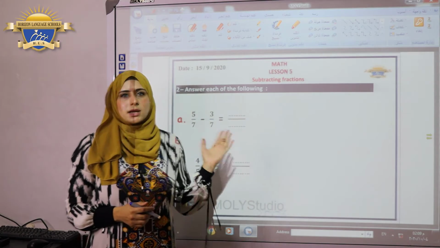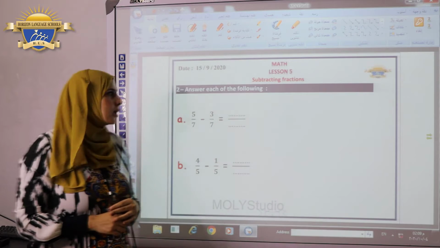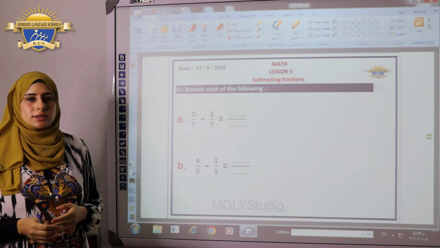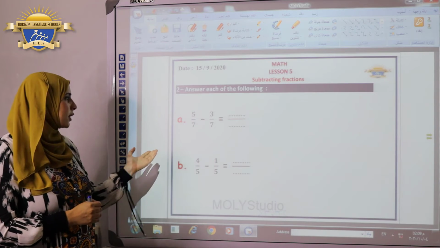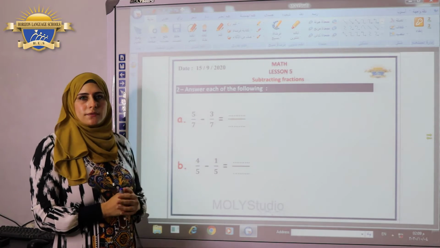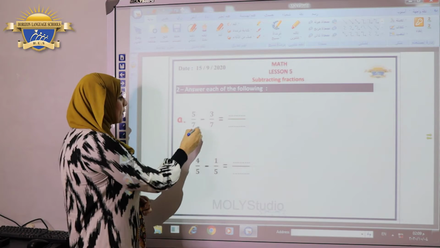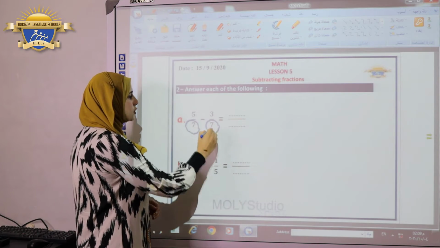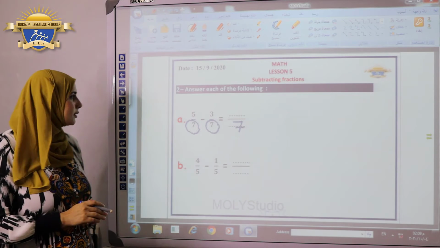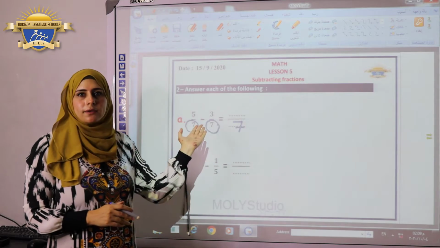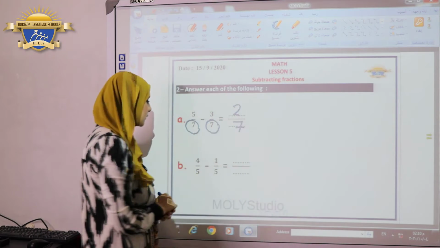Now, let us start our lesson today, which is subtracting fractions. If I know how to add fractions, I have no problem with subtraction. Number A, 5 out of 7 minus 3 out of 7. Here I have common denominators, which is 7. I will write 7, and then I will subtract 5 minus 3 equals 2.